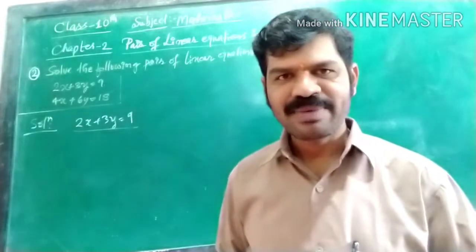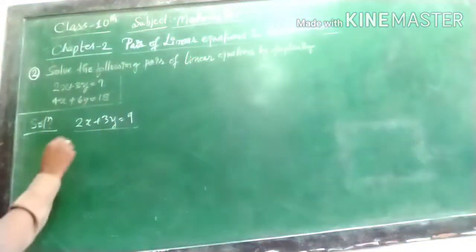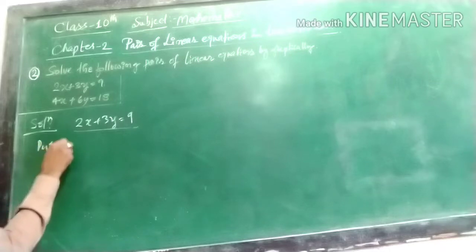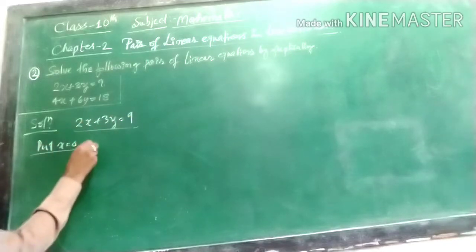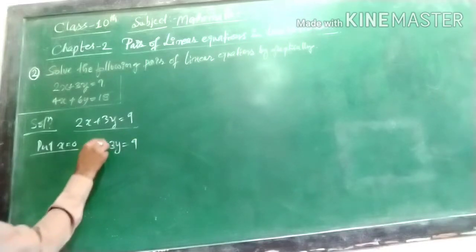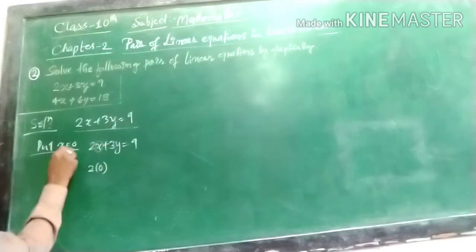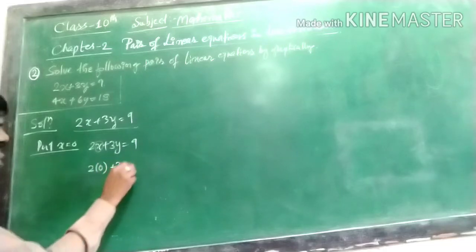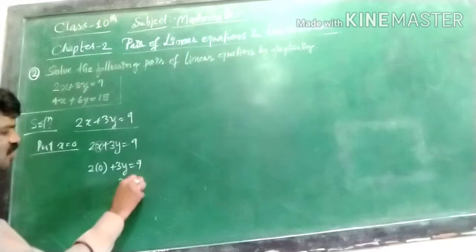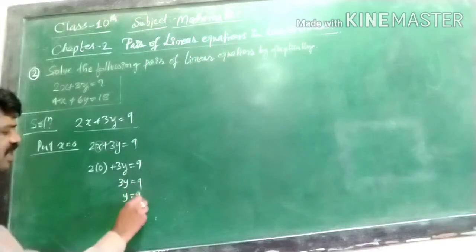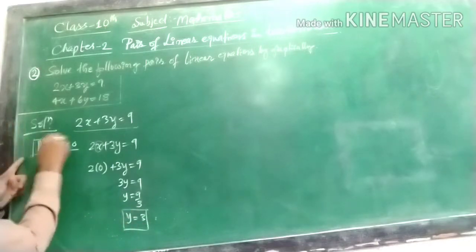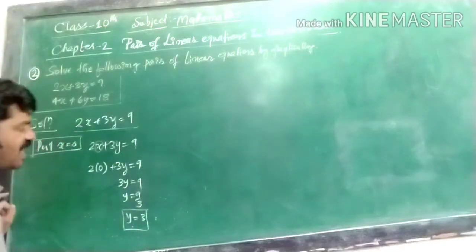Okay, come on, let us see that. We are going to provide the value of x. Put x is equal to 0. In this equation, 2x plus 3y is equal to 9, the value of x we have given here is 0. Then what remains? 2 into 0 is 0, we leave it. 3y is equal to 9. y is equal to 9 by 3. So y is equal to 3. When x is equal to 0 is given, we obtain y is equal to 3.